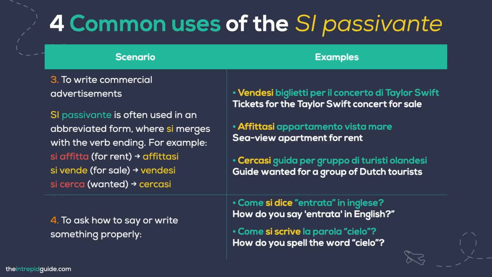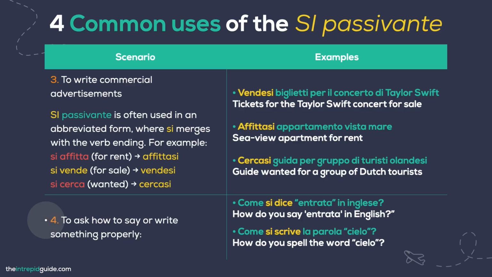Vendesi biglietti per il concerto di Taylor Swift. Tickets for the Taylor Swift concert for sale. Affittasi appartamento vista mare. Sea view apartment for rent. Cercasi guida per gruppo di turisti olandesi. Guide wanted for a group of Dutch tourists. It is also used to ask how to say or write something properly. For example, Come si dice entrata in inglese? How do you say entrata in English? Come si scrive la parola cielo? How do you spell the word cielo?